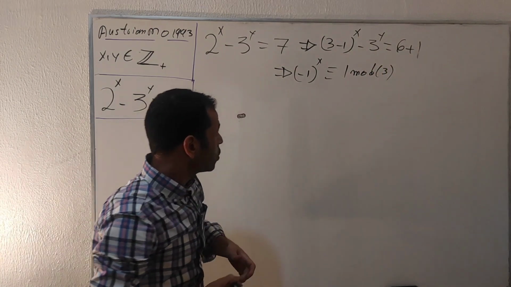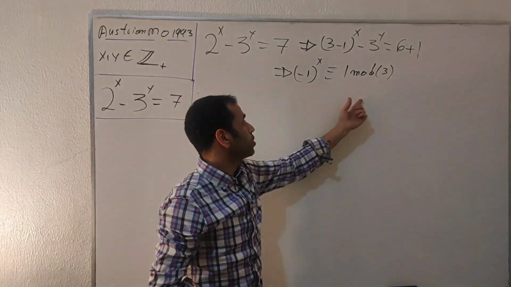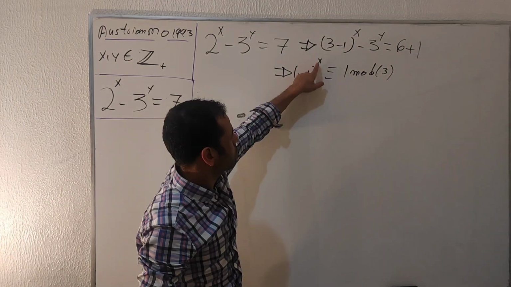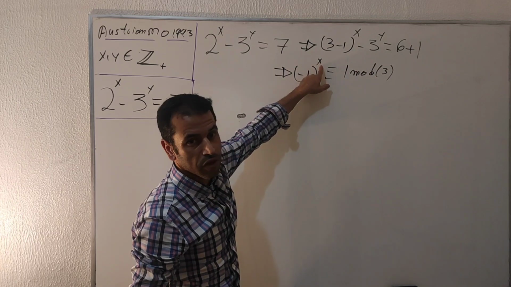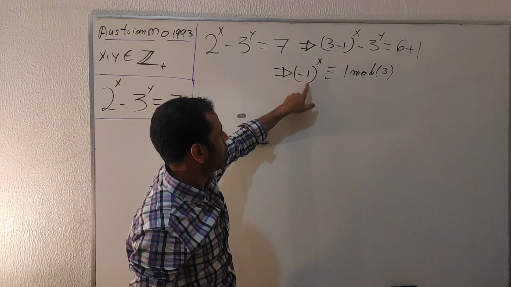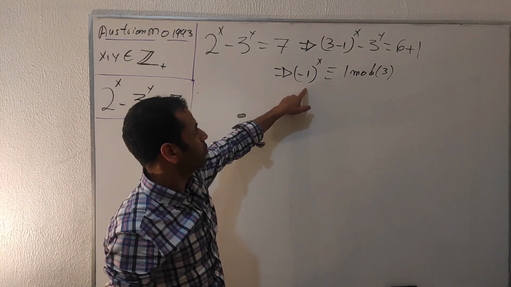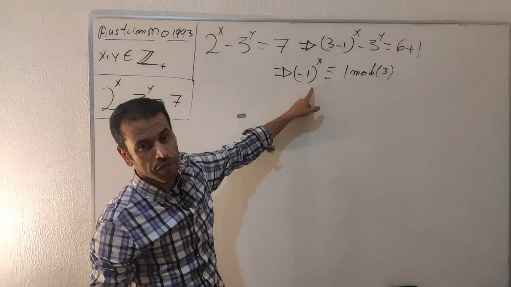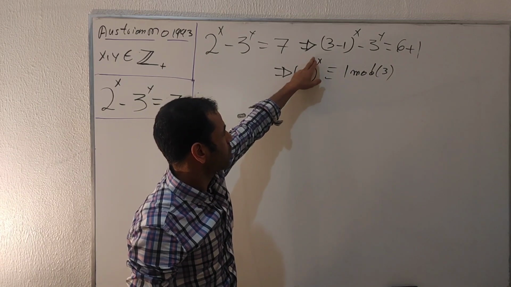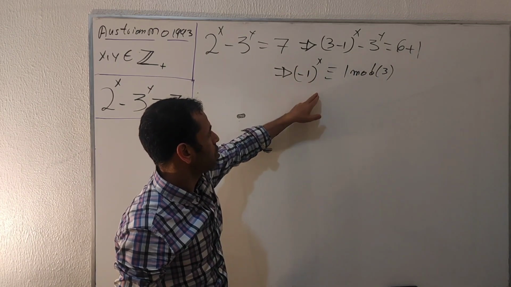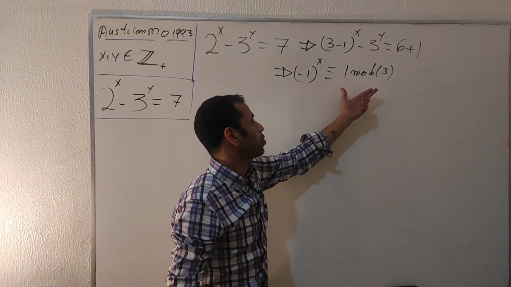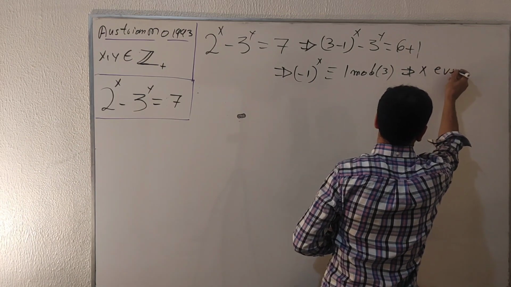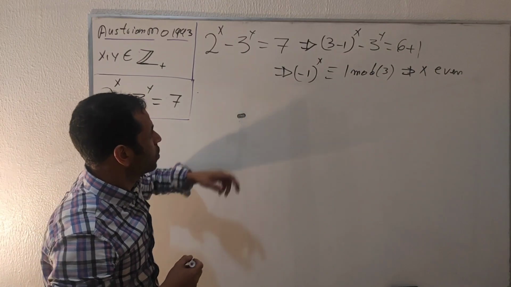So here is the thing. In order to have 3 divide this term, and for this statement to verify this condition, x must be even. If x is even, this turns into 1, so I have 1 congruent to 1 mod 3. By taking the 1 to the left, I get 0 congruent to 0 mod 3, which means 3 divides 0. If x is odd, this minus 1 stays as minus 1, and minus 1 congruent to 1 mod 3 is impossible, which means x must be even.